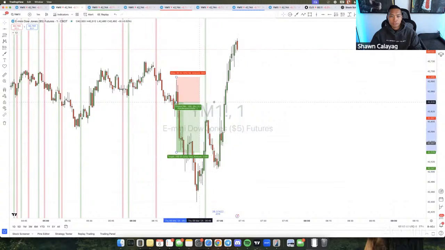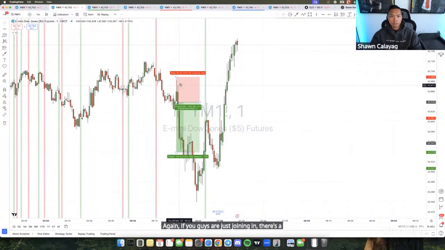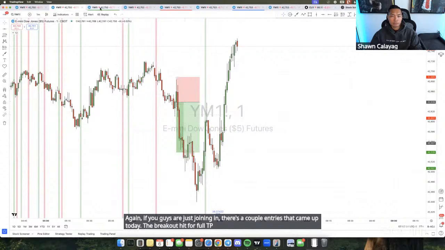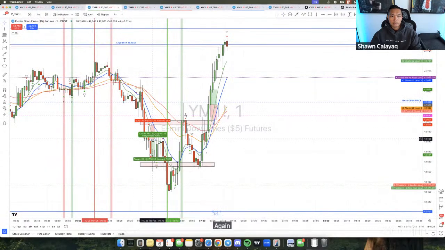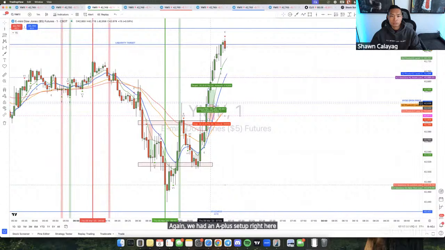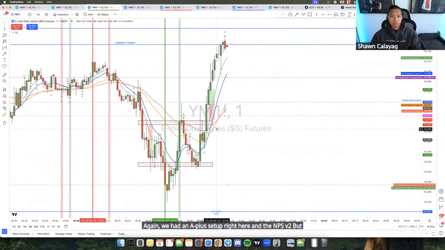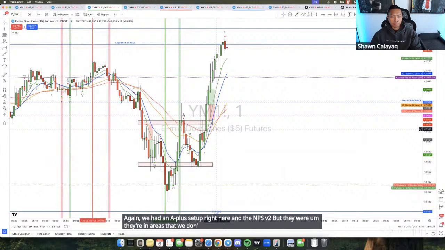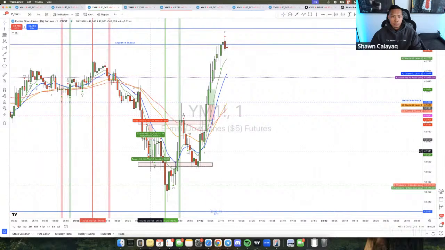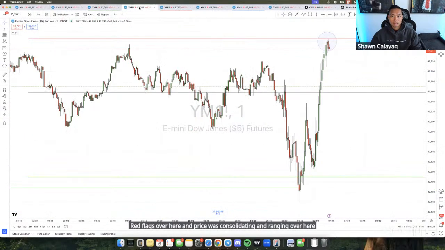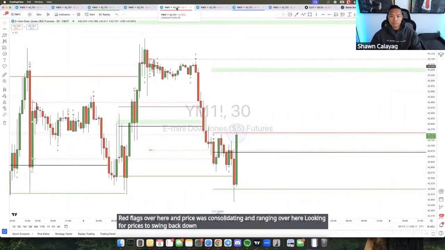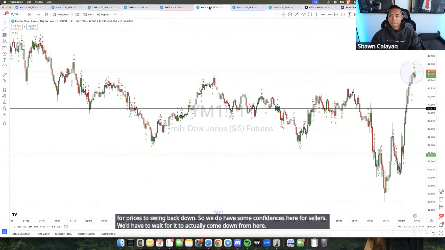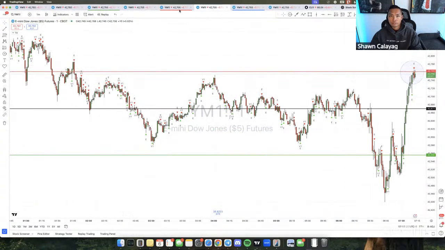Again, if you guys are just joining in, there were a couple entries that came up today. The breakout hit for full TP for 100 points, 1 to 2. Again, we had an A+ setup right here and the MPS V2, but they were in areas that we don't typically want to look. Red flags over here, and price was consolidating and ranging over here. We're looking for price to swing back down, so we do have some confluences here for a sell. We'd have to wait for it to actually come down from here. Rejection off the volume profile.